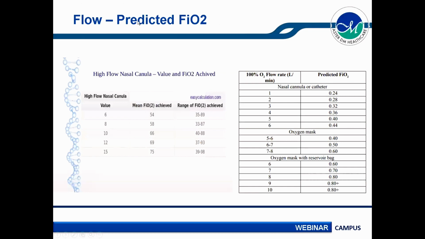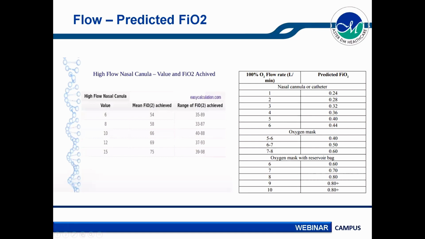So how can the flow predict the FiO2? This is again very important. This is the high flow nasal cannula. Whenever you go high on the flow, again the mean FiO2 delivered will be less. So here you can see the mean FiO2 delivered will be less, or for a given flow somewhere around 50, 60, etc., your oxygen requirement will be more.